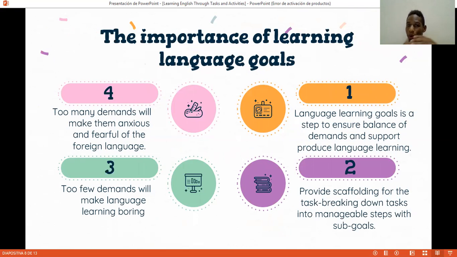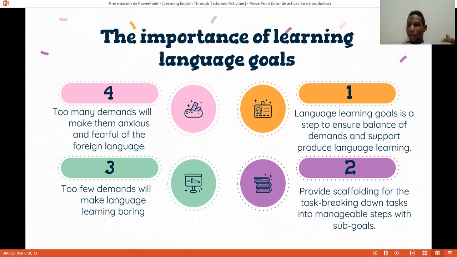Now, we have the importance of learning language goals. First, language learning goals are the step to ensure a balance of demands and support to produce language learning. Also, they provide scaffolding for the task, breaking down tasks into manageable steps with sub-goals. Third, too few demands will make language learning boring.